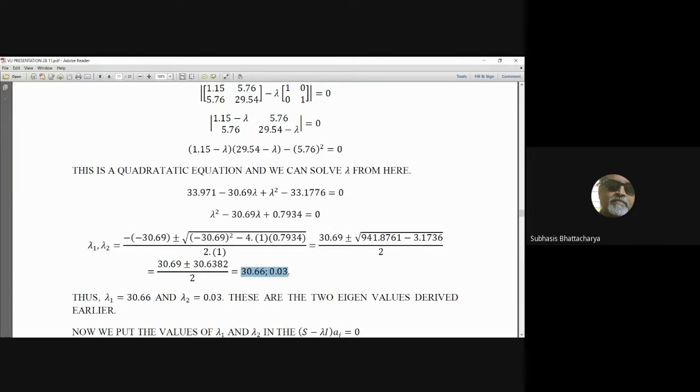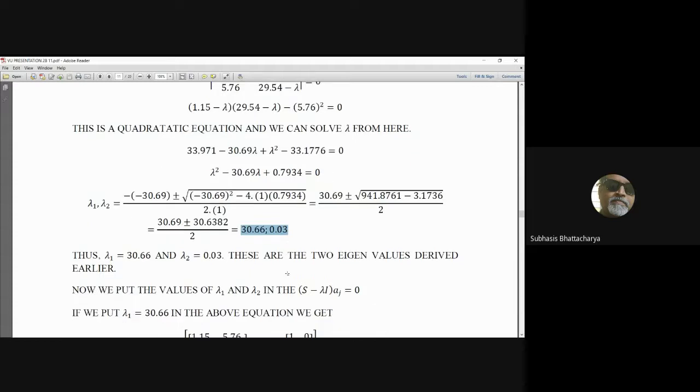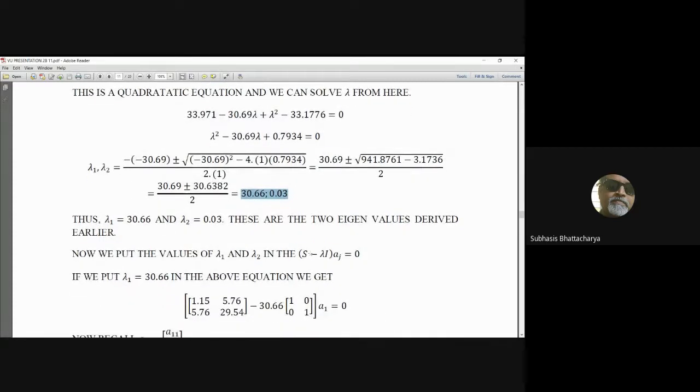So the eigenvalues are identified as lambda 1 and lambda 2, and we put this lambda 1 and lambda 2 in this equation, that is (S minus lambda I) aj equals 0. First consider the value of lambda 1, because there are two lambdas.